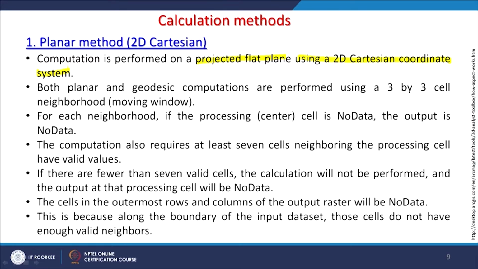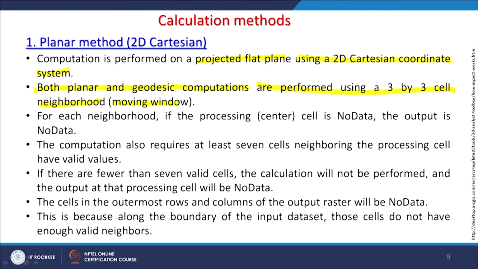For the slope, it is measured on a vertical plane. So, anyway we need a flat surface or plane. Now, both planar and geodesic computations are performed using a 3 by 3 neighborhood moving window. This is another standard which is followed by most of the softwares. Rather than going for a 5 by 5 or 7 by 7 kernel, generally a 3 by 3 kernel has been implemented.